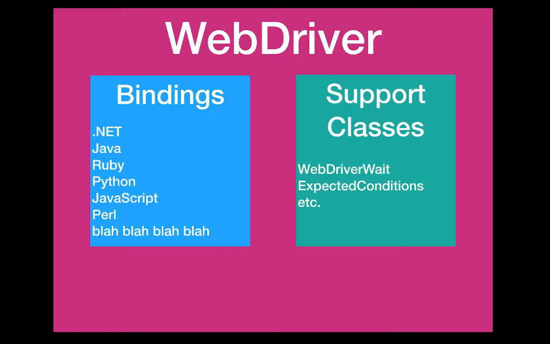Now, there are support classes which are built by the WebDriver team. And that gives you support for things like WebDriver wait, expected conditions. These are support libraries that are in addition to the bindings. And the support libraries, the support classes, are in the same language. So you have the .NET bindings, you have support classes for .NET. You have Python bindings, you have support classes for Python. So they're matching pieces there.